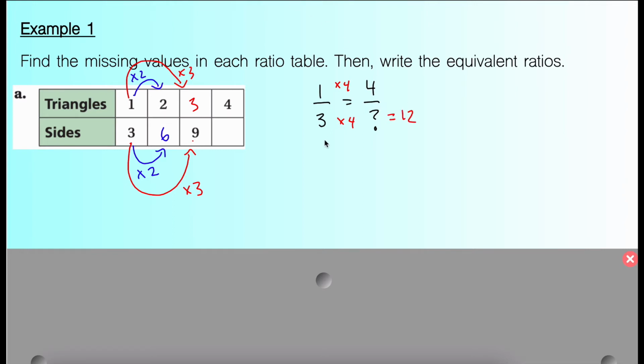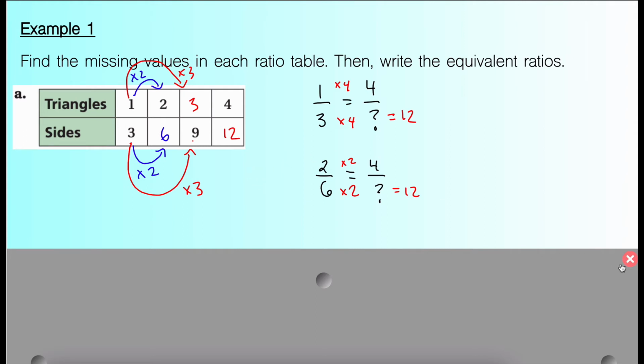Another way to get there is I see the 2 to 6 ratio could also be used to get me to the 4 to something ratio. 2 to 4 would mean I need to multiply by 2. Whatever I do to the first part of the ratio, I do to the second part of the ratio, so that would also get me to 12. Either way, the last missing value in this ratio table would be 12.